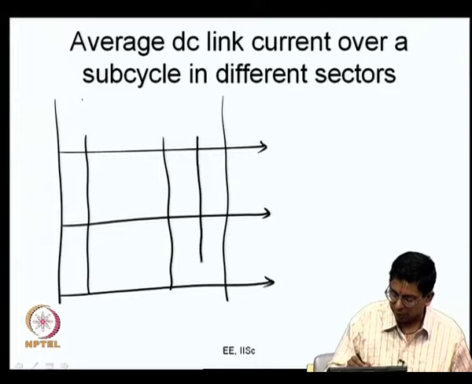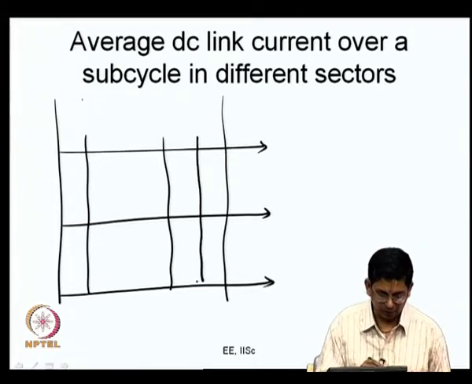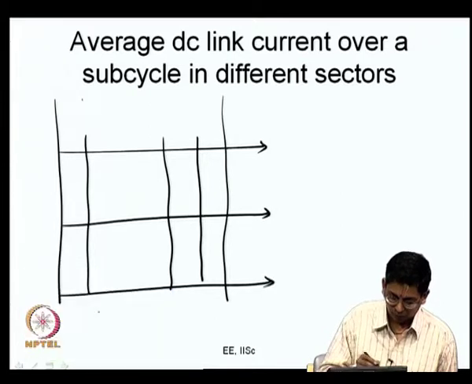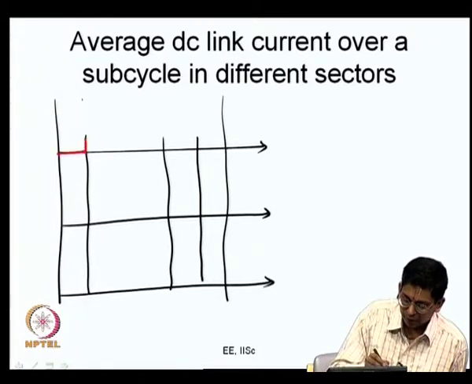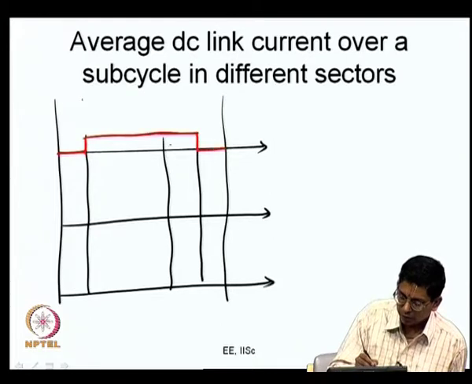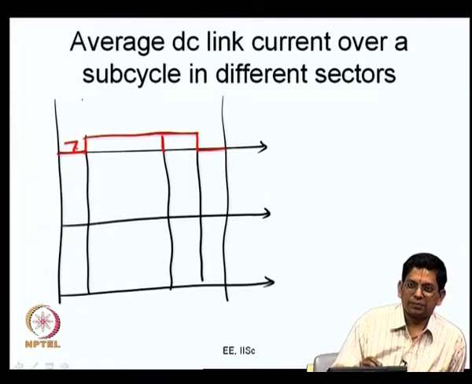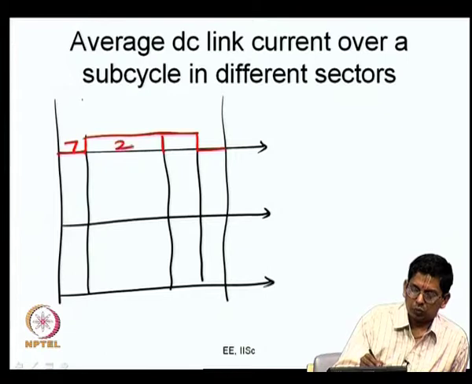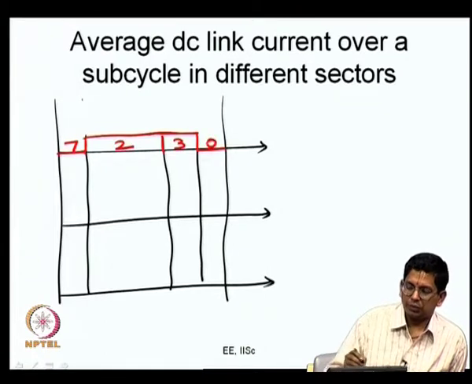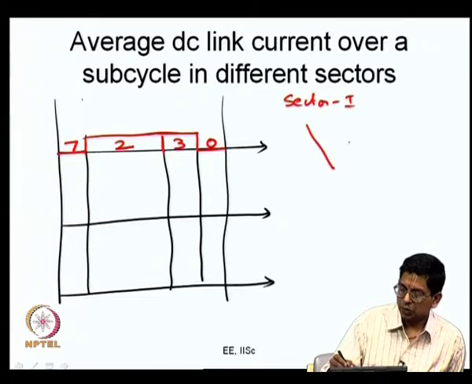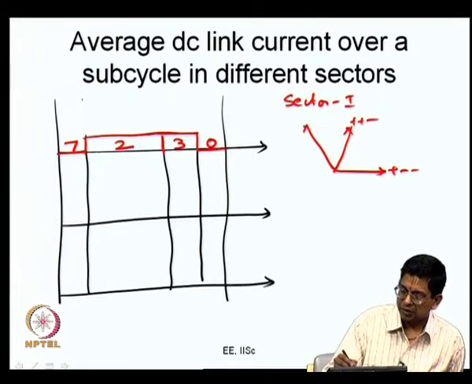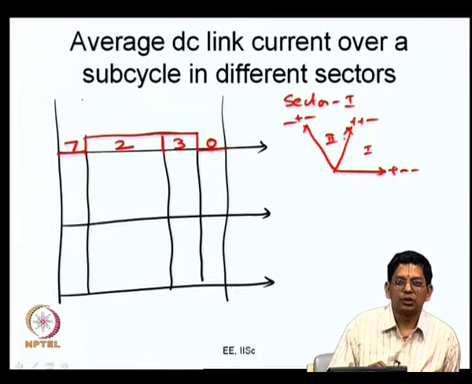So, what am I doing? I am considering some subcycle, and let us say the inverter states are 7, 2, 3, 0 in what is called sector 2. That is, you have the other region in your plus minus minus, plus plus minus, this is minus plus minus. This region is sector 1, this region is sector 2. So, we are going into sector 2 now.